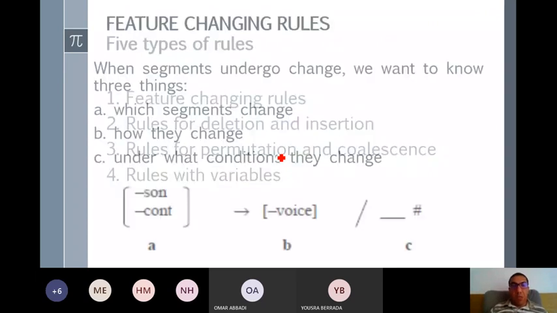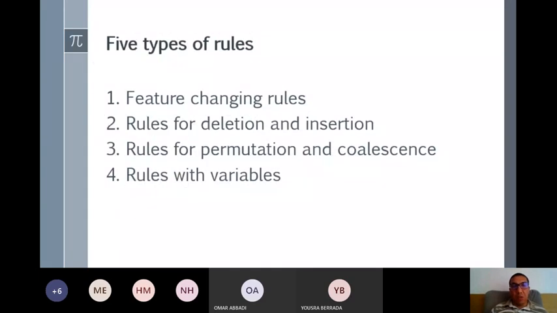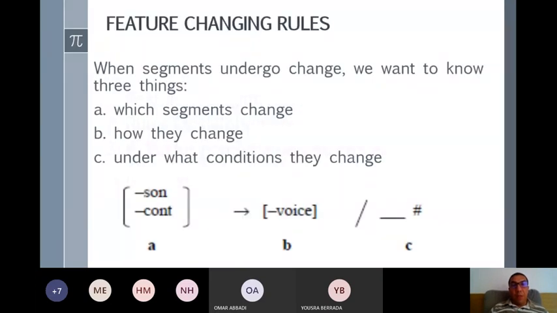We're not going to see mirror rules. We will be dealing with only four types of rules, and we will skip mirror rules. Now, as you can see from this slide, in order to formalize rules, we need three types of information as indicated below.